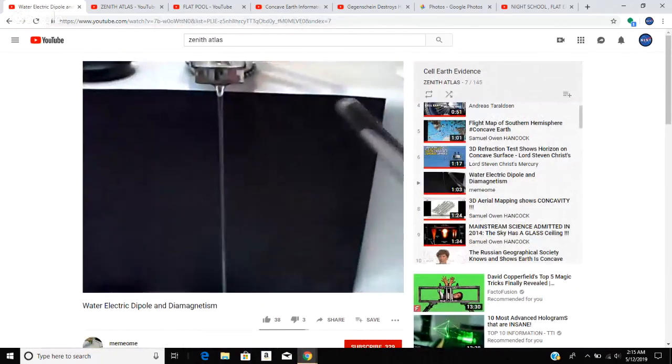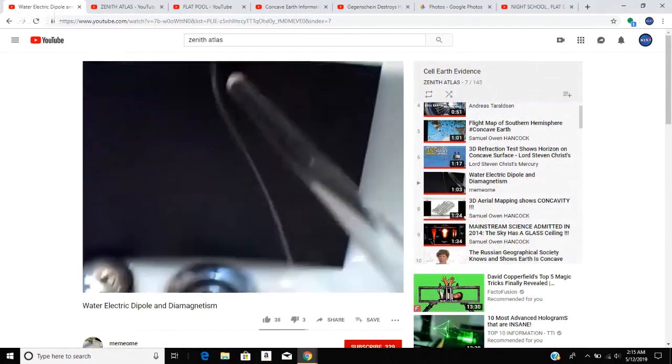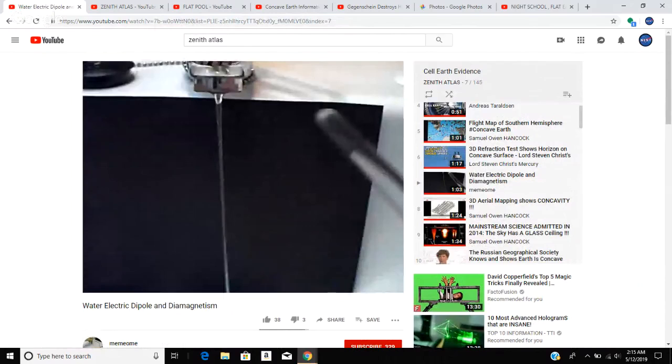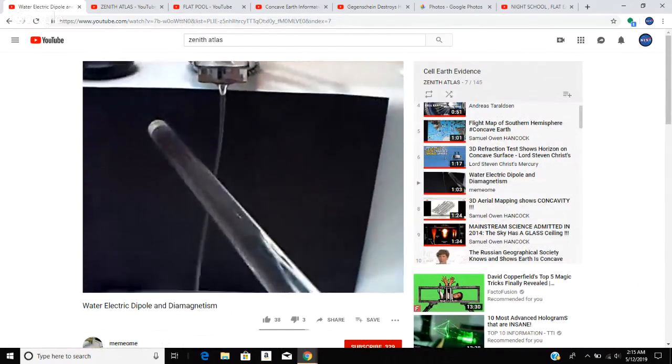What do you think waves are? Water's always flat. Then what the fuck is a wave? How do waves exist if water's flat?